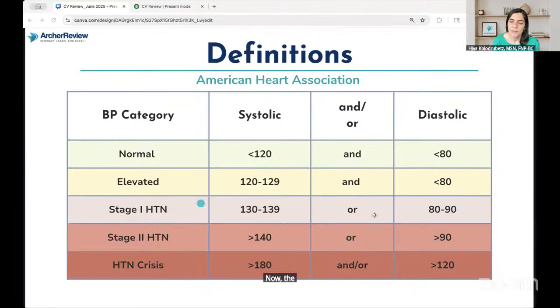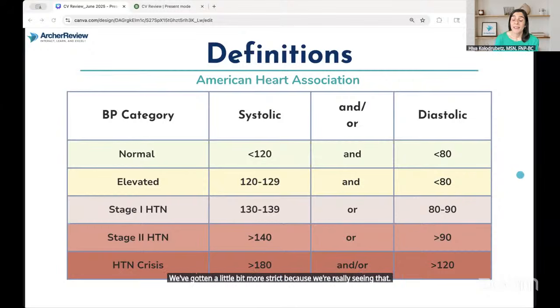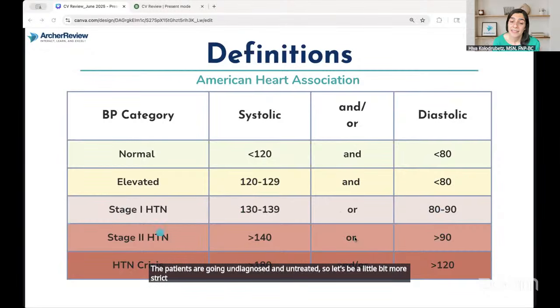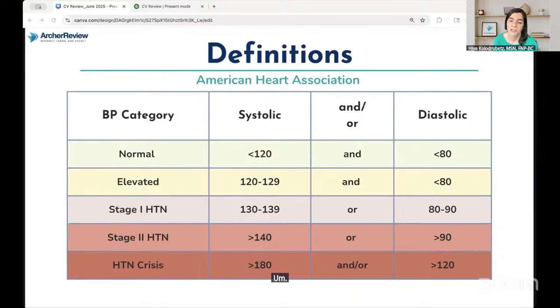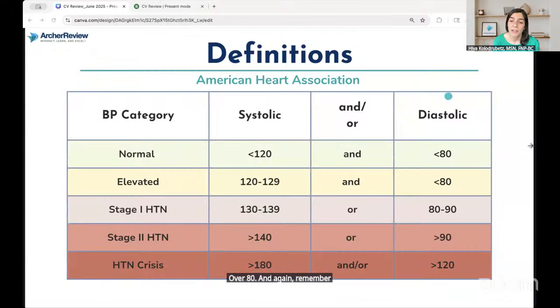Now, the reason for this, it's really important because when I was entering clinical practice, this was still in that elevated range, right? You still were not considered stage 1 hypertensive until you were in that 140 over 90. We've gotten a little bit more strict because we're really seeing that the patients are going undiagnosed and untreated. So let's be a little bit more strict about these categories and these guidelines to help reduce those cardiovascular conditions, right? So we definitely want to talk to patients about getting their blood pressure down to that normal range, 120 over 80. And again, remember, if either is high, they qualify.